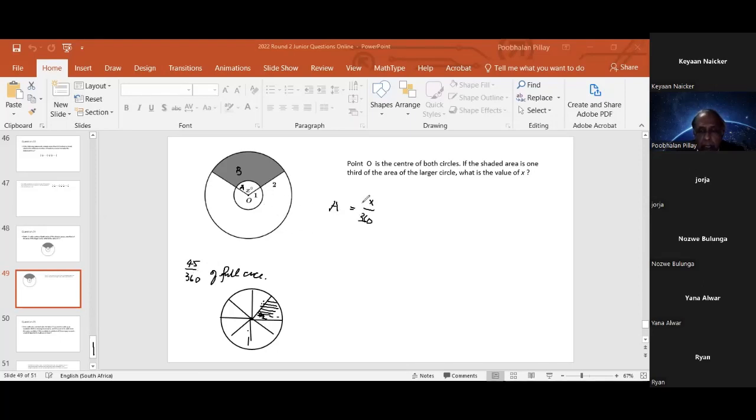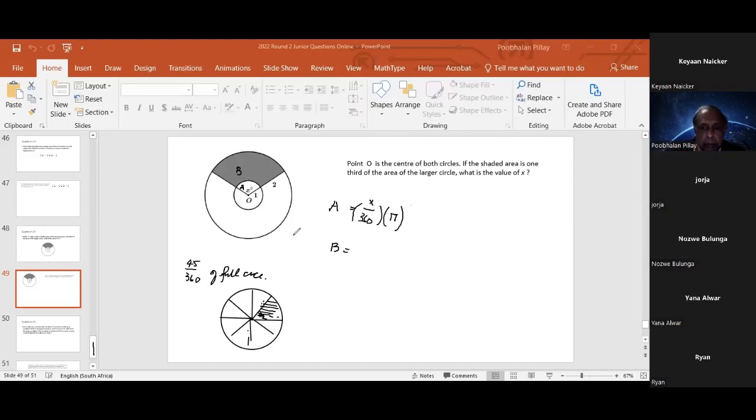And that is X over 360 of the area of the circle. The area of the circle, we know what the area is, because the radius is 1. So the area of the circle is pi times 1 squared, which is pi. So that is what A is. Okay, so we still don't know what X is because we don't know what A is. Let's have a look at B.